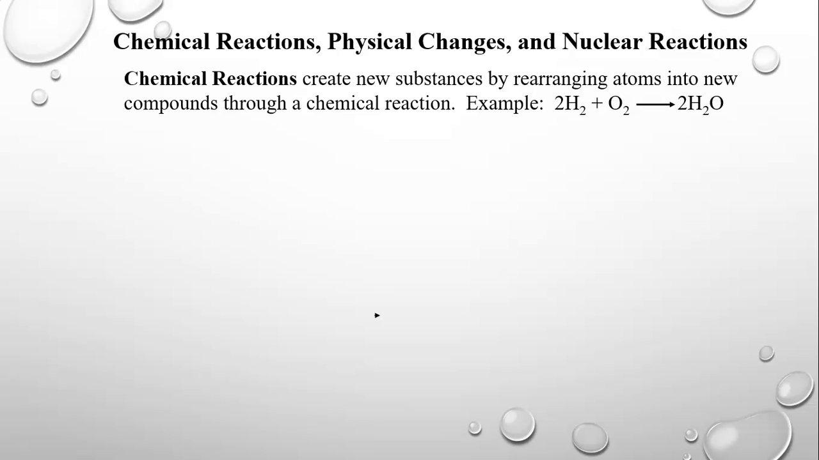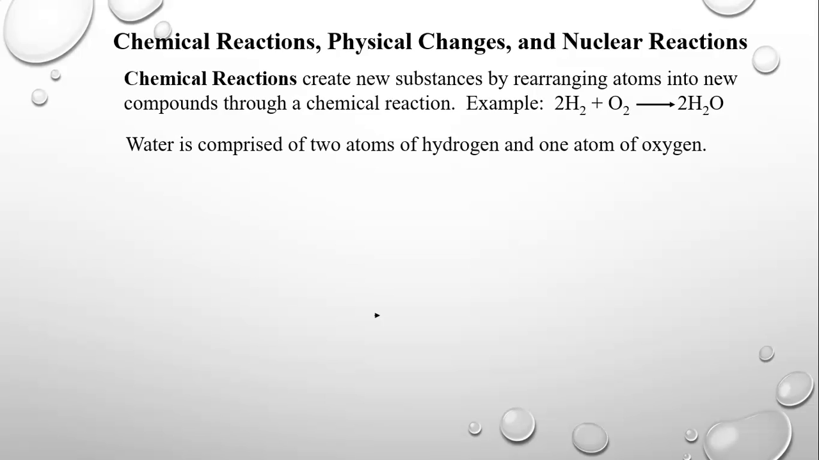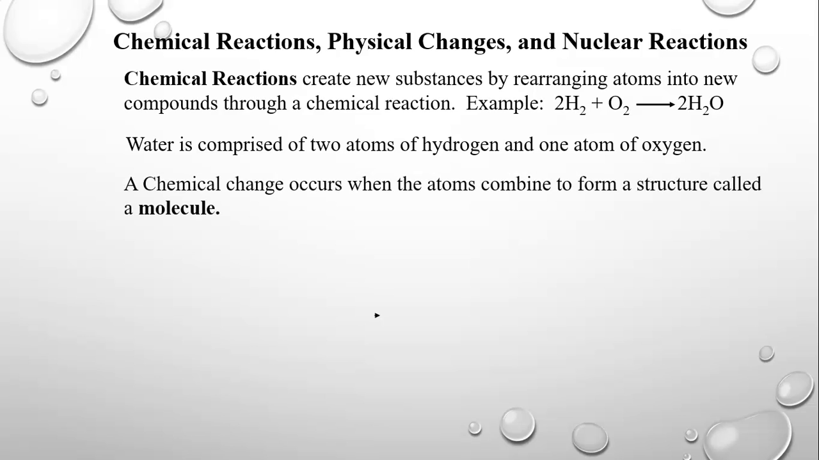Chemical reactions create new substances by rearranging atoms into new compounds through a chemical reaction. An example is 2H2, that would be read 2 hydrogen molecules, and we'll define molecules later, plus 1 oxygen molecule produces 2 molecules of H2O, which, as you know, is water. Water is comprised of 2 atoms of hydrogen and 1 atom of oxygen. A chemical change occurs when the atoms combine to form a structure called a molecule.